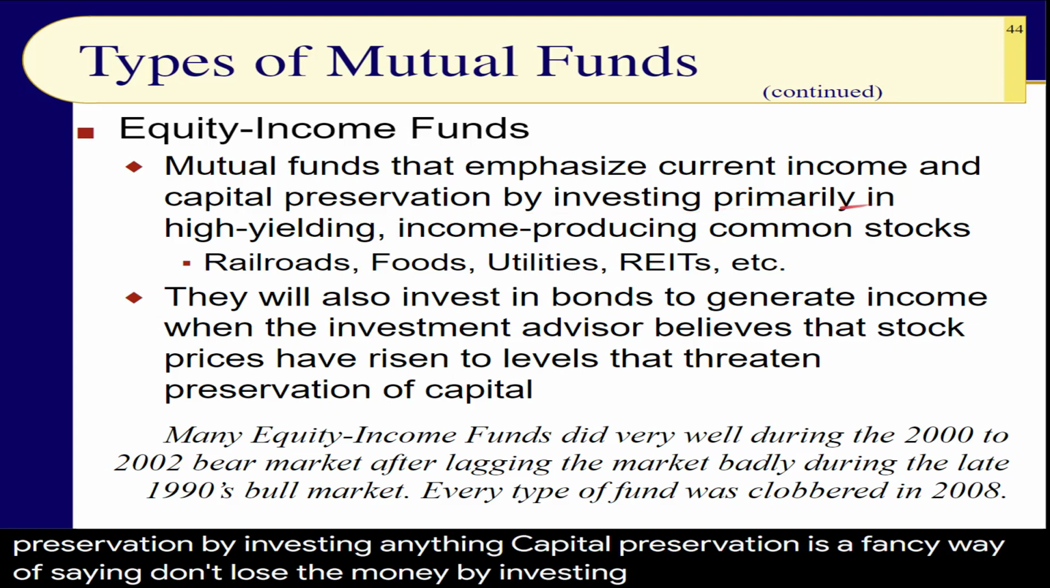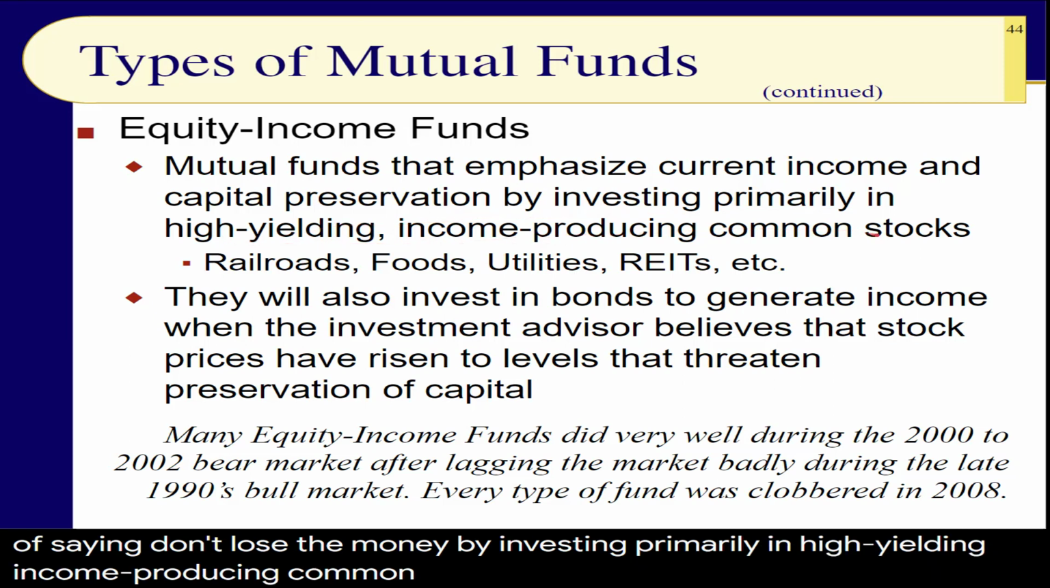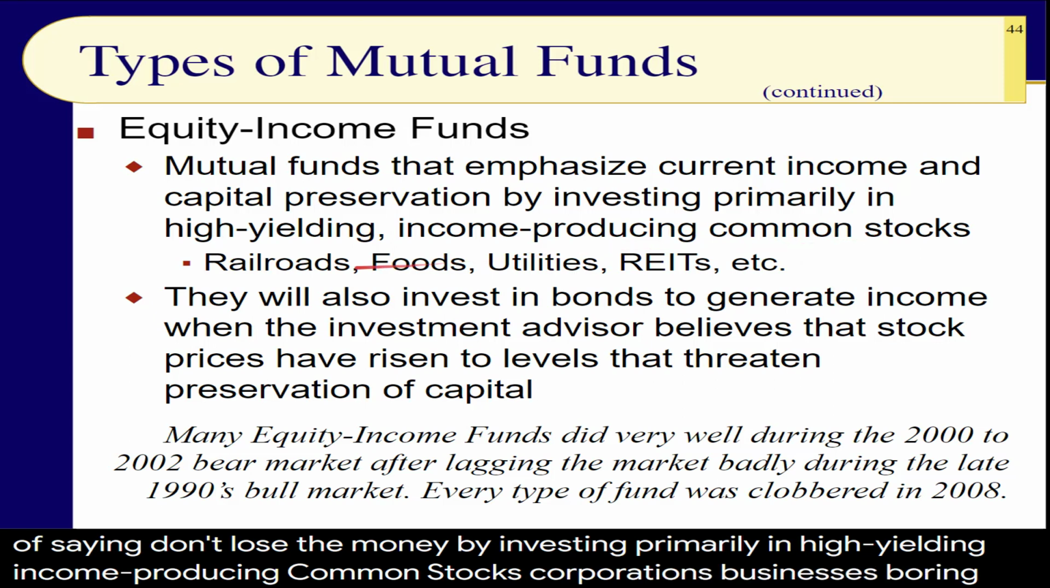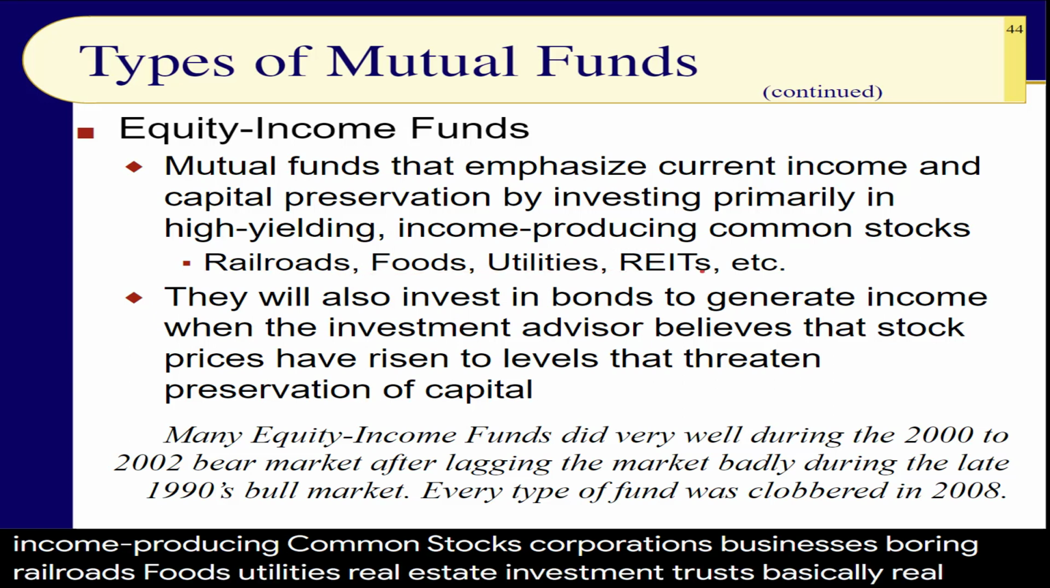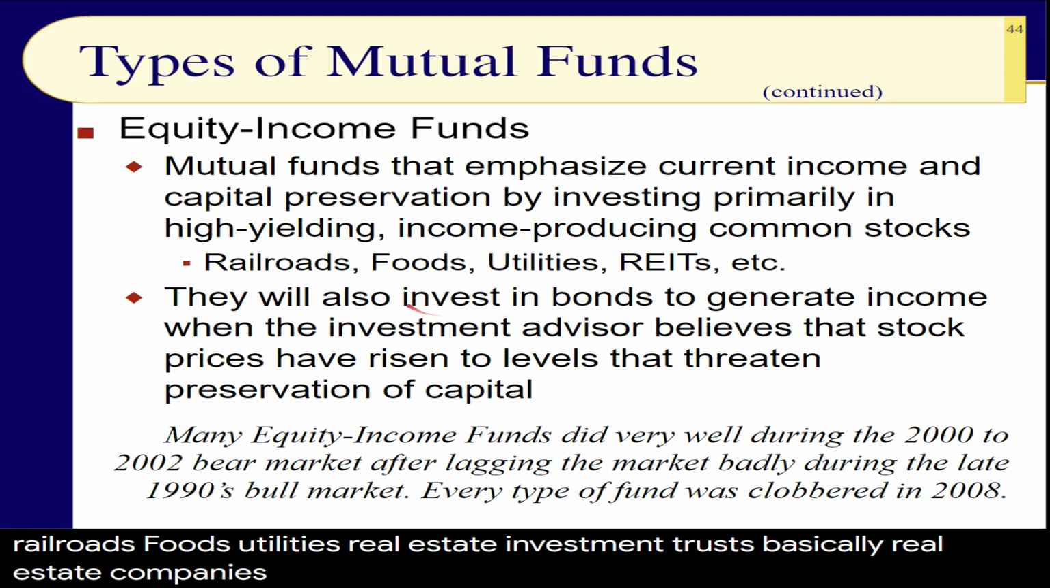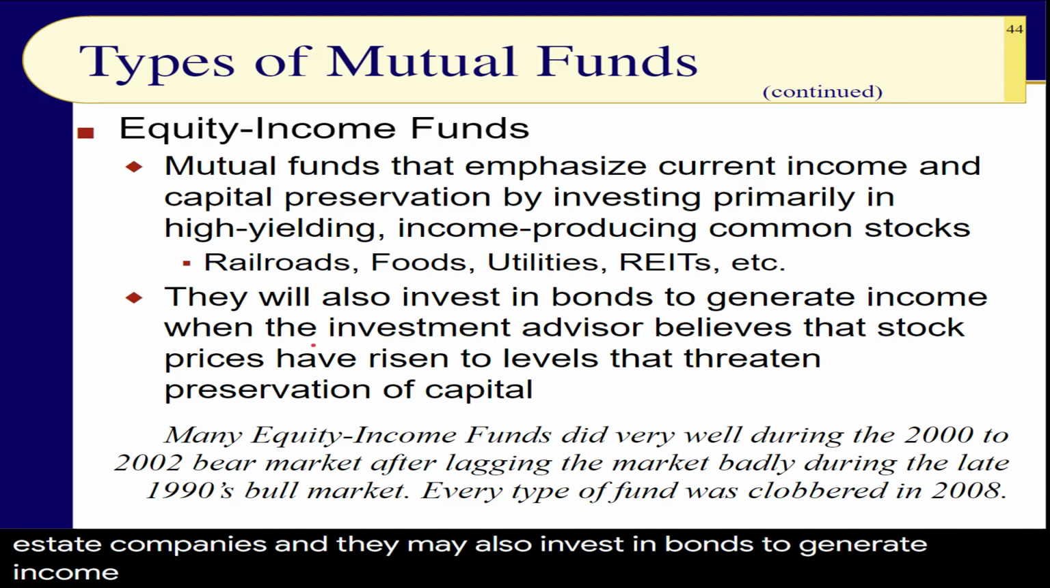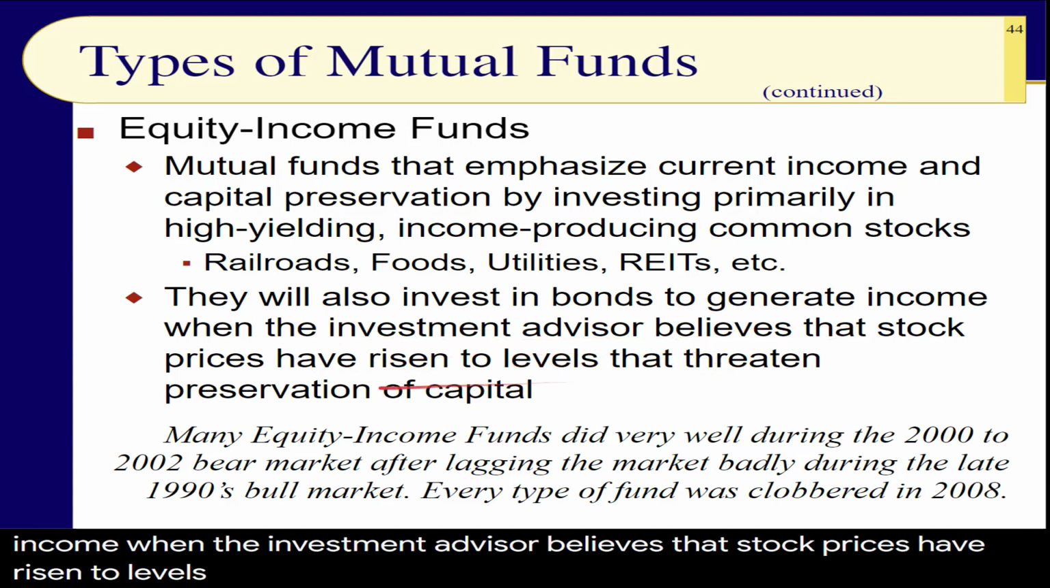By investing primarily in high-yielding, income-producing common stocks, corporations, businesses, boring railroads, foods, utilities, real estate investment trusts, basically real estate companies. And they may also invest in bonds to generate income when the investment advisor believes that stock prices have risen to levels that threaten the preservation of capital.